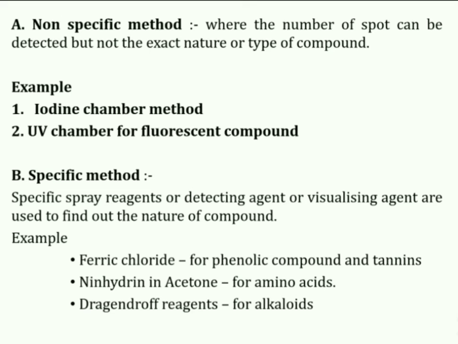Non-specific method. In non-specific method, the number of spots can be detected, but the exact nature or type of compound remains unpredictable. Examples include determination of spots in the iodine chamber. In this method, brown or umber spots are observed when the chromatographic paper is exposed to iodine vapors within a tank. UV chamber for fluorescent compounds. Compounds can also be detected by exposing chromatographic paper to ultraviolet radiation.